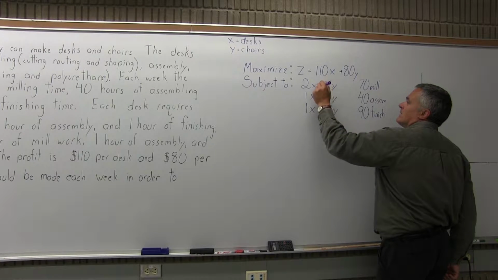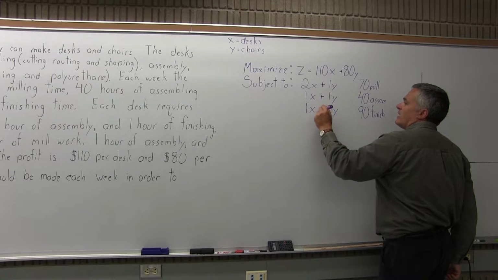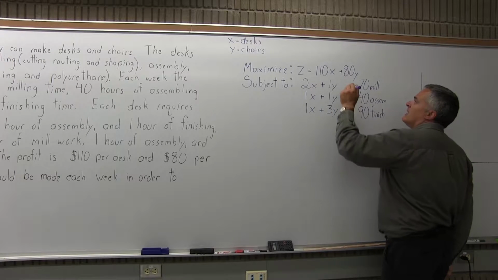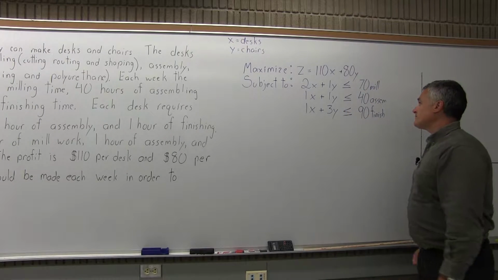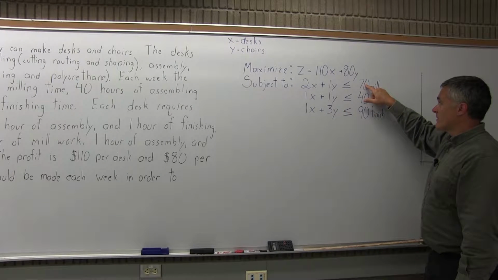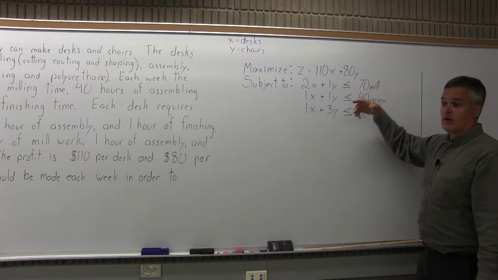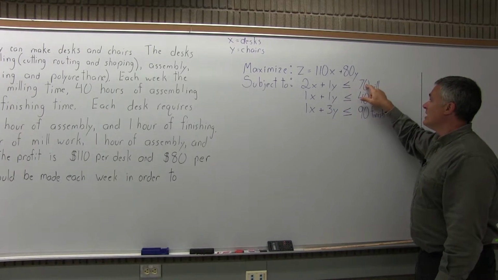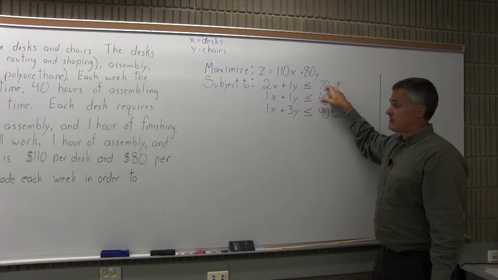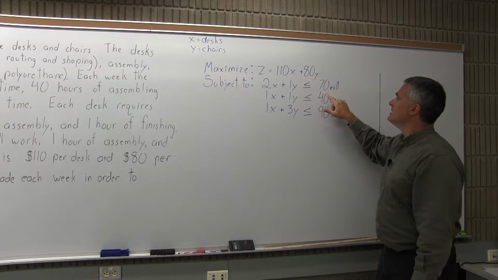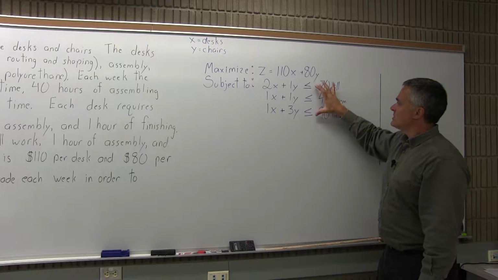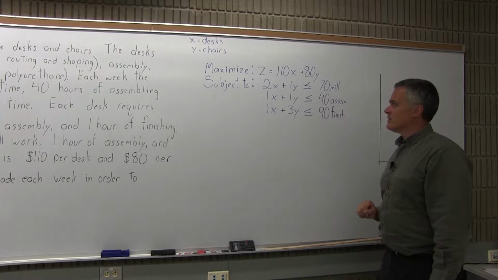Now, I'll put a plus between the x and y values that I have in each constraint. And the inequality symbol for each one is a less than or equal to, because like before, say we have 70 hours of millwork available, you can use all 70 or a little less, say 65. You can't use 72 hours of millwork because there just are not 72 hours available. It has to be 70 or a little less. Same with the assembly and the finishing, why you have to have less than or equal to.